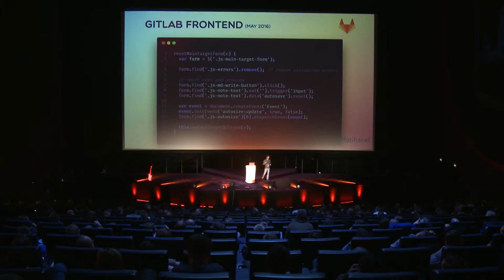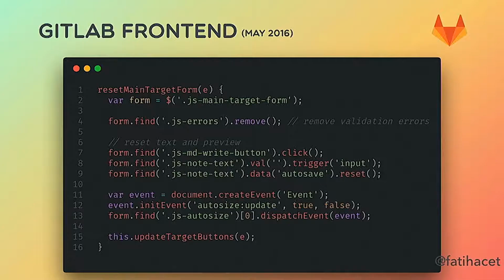And we had a jQuery-based code base. We still have some portions, but we rewrote most of GitLab with VueJS. I will talk about that. But at that time it was a fully jQuery-based code base, and it looked something like this. For example, we find the form on the page, then find the error and remove it, and click that button, find this DOM element and stuff like that. So that was not the way we liked it.